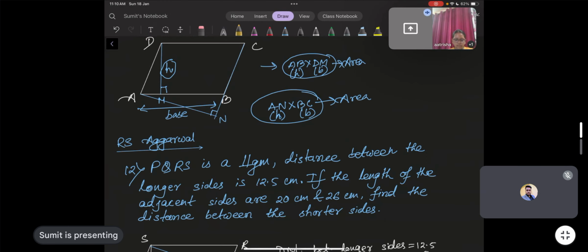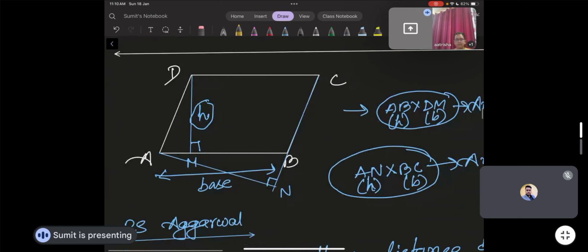The question is that PQRS is a parallelogram. Distance between the longer side is 12.5. If the length of the adjacent sides are given, find the distance between the shorter sides. So how can you draw a parallelogram in that manner that you can see in the diagram, that ABCD is called a parallelogram, correct?